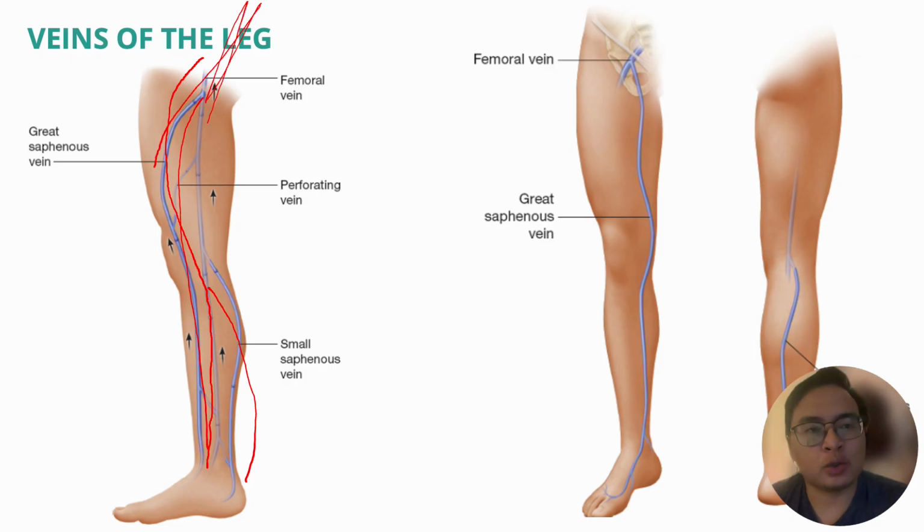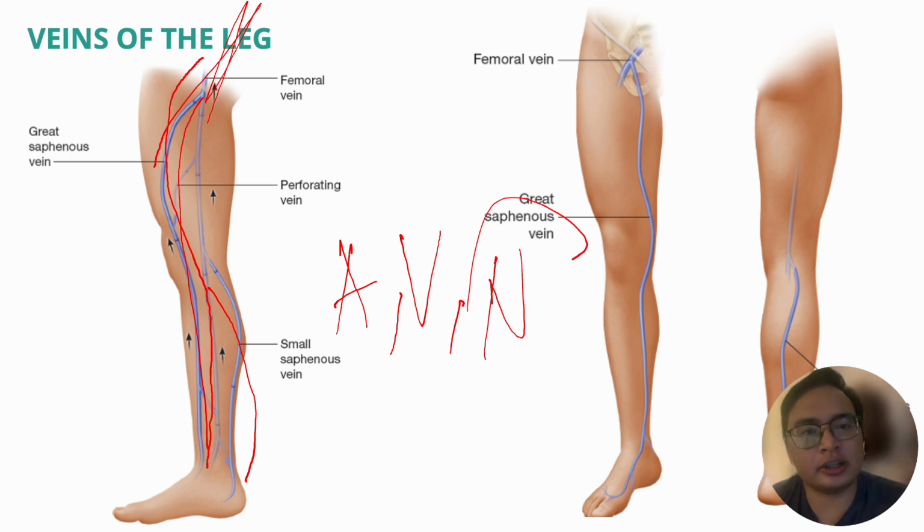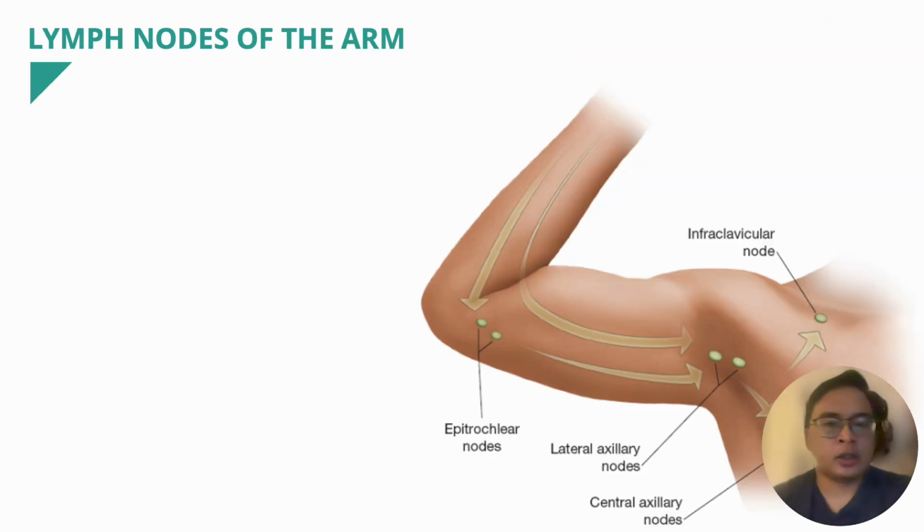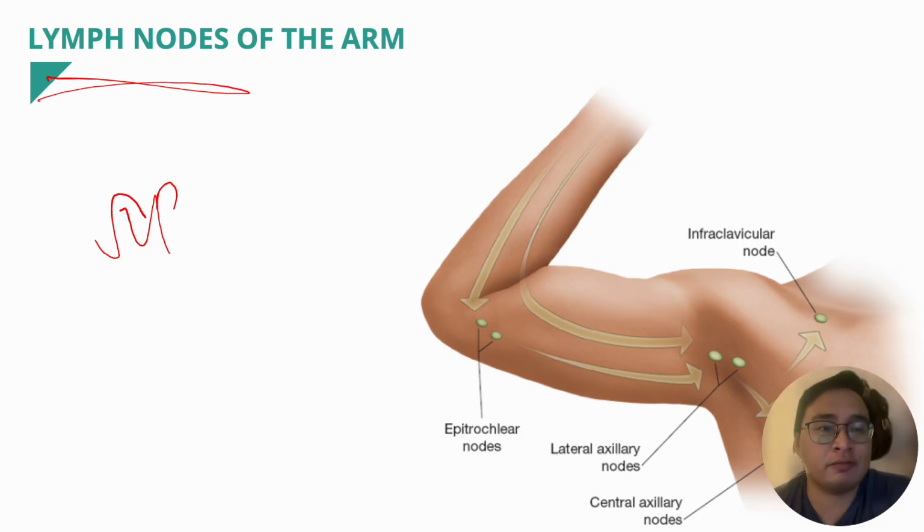So we are done with the arteries and the veins. Now let's move on to the lymph nodes. For the lymph nodes of the arm, take note, by the way, for all the lymph nodes, that you could only palpate the superficial lymph nodes. Of course, there are deep lymph nodes, but you cannot palpate them.